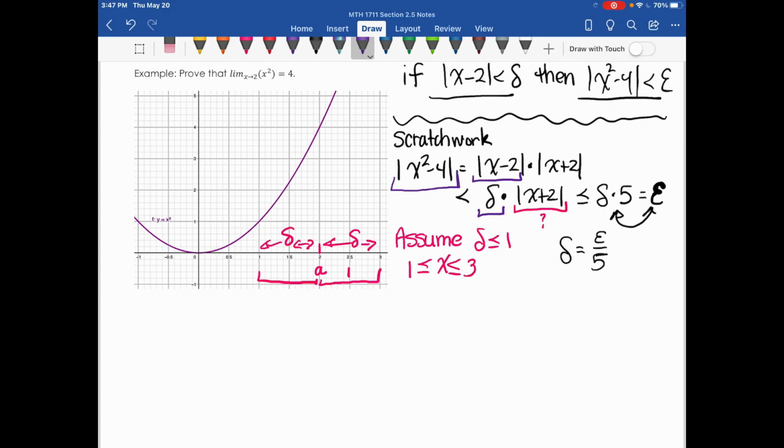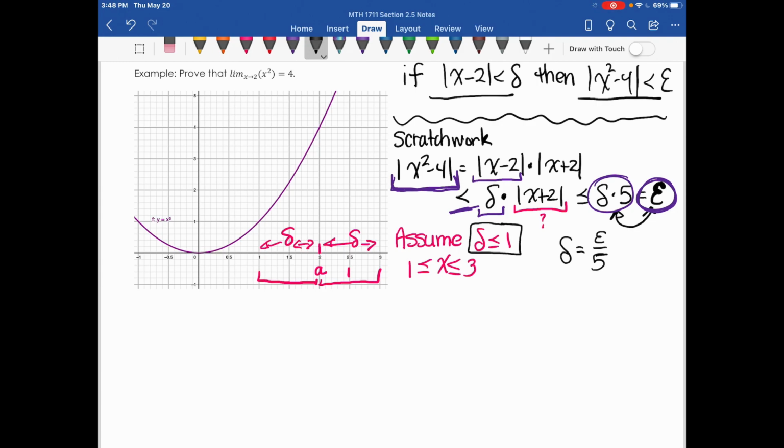We just showed that we can manipulate it so that the absolute value of x squared minus 4 is less than epsilon using this information here. Okay, now here's the thing. This is what makes this a little bit tricky. We can't just state that delta for sure is epsilon over 5, because we also made this assumption that delta is less than or equal to 1.